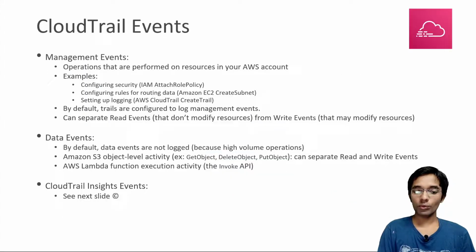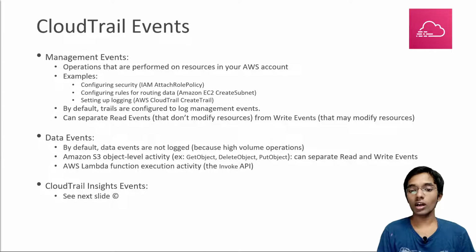So here we will be going a little deeper into CloudTrail. We have three kinds of events in CloudTrail. The first one is called management events, and these represent operations that are performed on resources in your AWS accounts. For example, whenever someone configures security for the AWS account, they will use the API call called IAM AttachRolePolicy, and this will appear in CloudTrail.